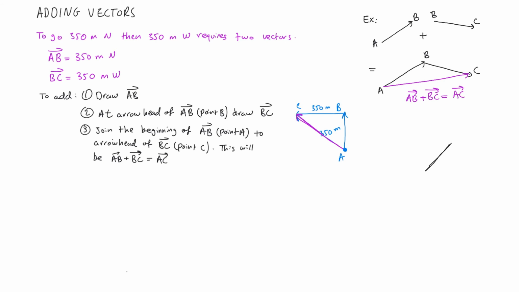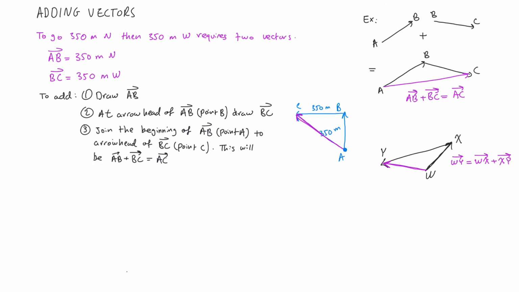In our second example, we have vector WX. We add vector XY to it, and we draw the resulting vector from point W to point Y.